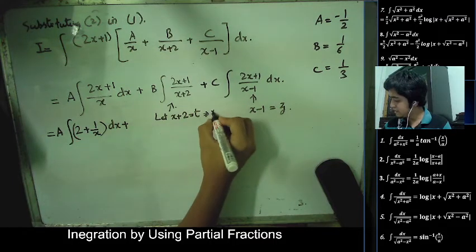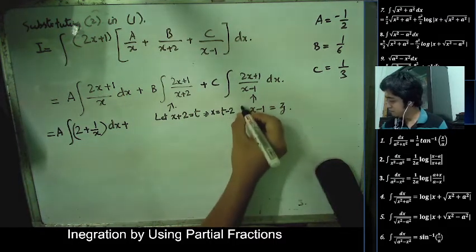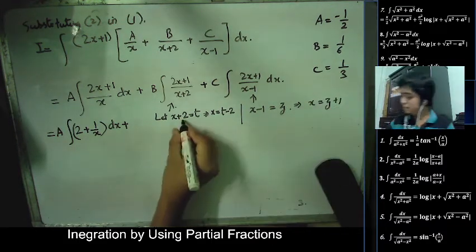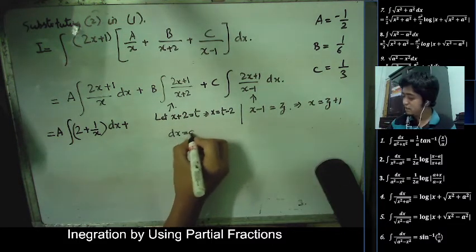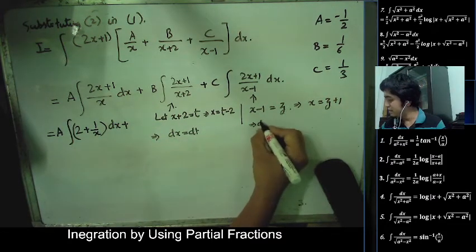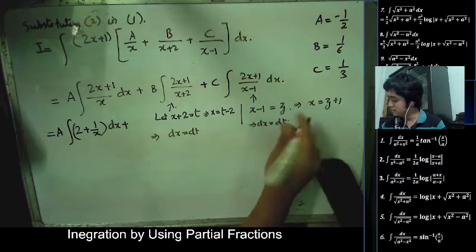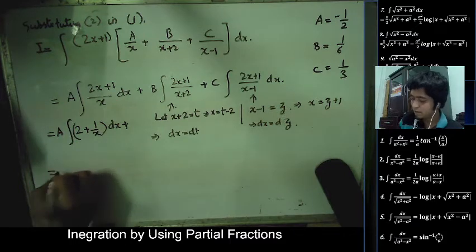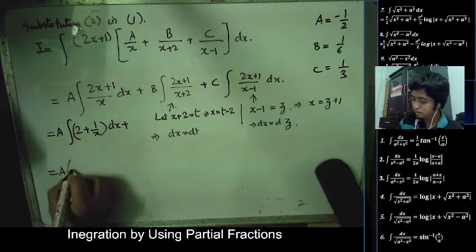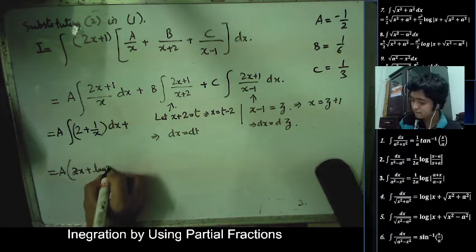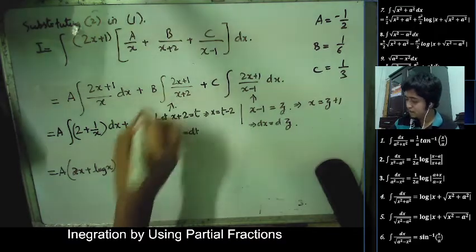Okay, you will be having x equal t minus 2, and over here you will be having x equal z plus 1, and if you differentiate it, you will be having dx equal dt. And if you differentiate this one again, you will be having dx equal dz. So this is what we are having. The first integral can be easily evaluated. Integration of 2 will give you 2x. Integration of 1 by x will give you log x. Now we need this one, b.